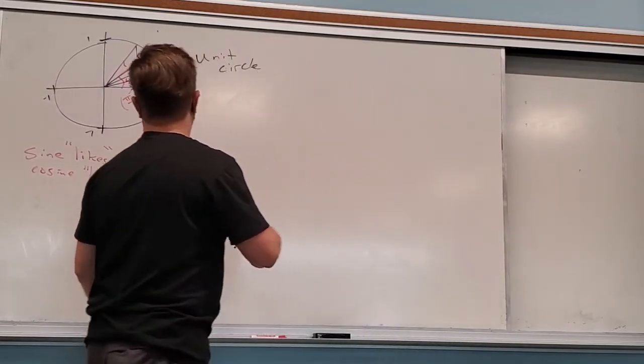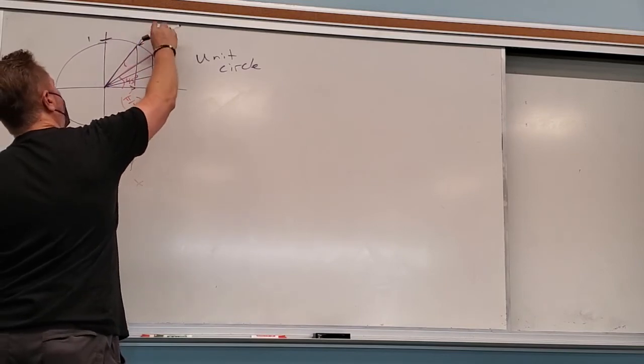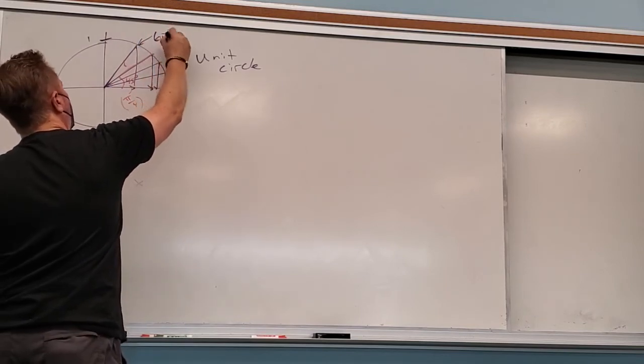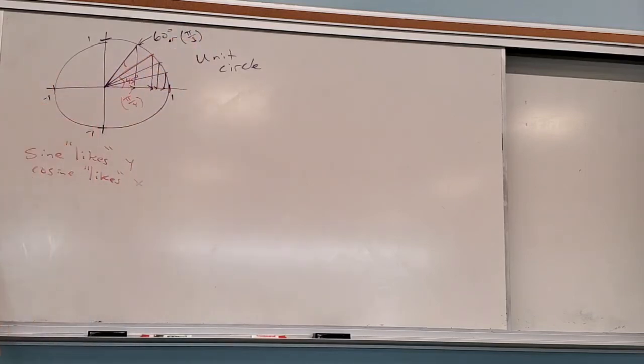So what if I go to, what do you got, Jeff? 60 degrees, or otherwise known as pi over 3. What's a triangle that's got 60-degree angles? All of its angles are 60 degrees. Does anyone know what that's called?